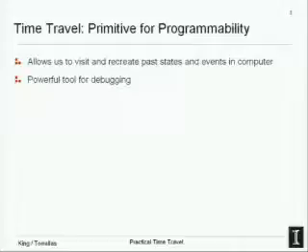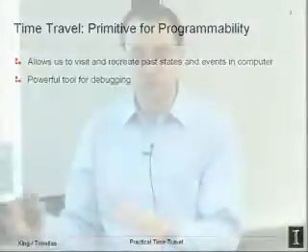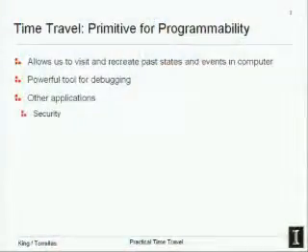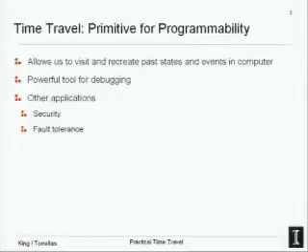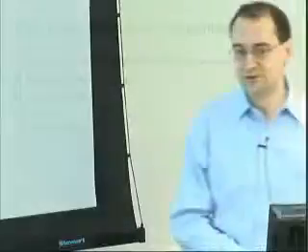Why do we want this? We can do this for debugging a program. Ideally, we would want to know how we got to this point, what brought us to this bug. But there are other applications of this. One of them is security. It will tell us how we got attacked. How did the attacker get into the system? Another one is fault tolerance. For example, you can have two machines, one of them executing and sending a trace of what it's doing to another one, and this other machine is kind of a backup. If the first one dies, the second can continue.